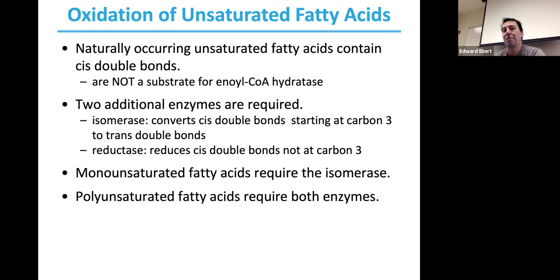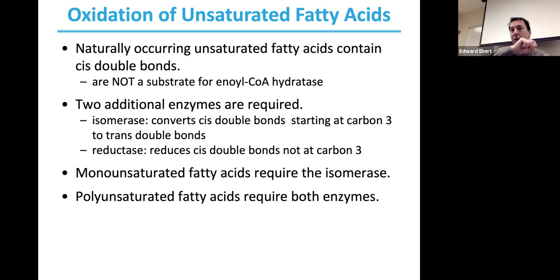What happens if we have an unsaturated fatty acid, with a double bond in there? Those are naturally occurring, and they're typically not a good substrate for enoyl-CoA hydratase. So we see a couple extra enzymes that get involved. Keep in mind that our naturally occurring unsaturated fatty acids typically have cis double bonds. They introduce a kink into the fatty acid so that it has a bend in it.